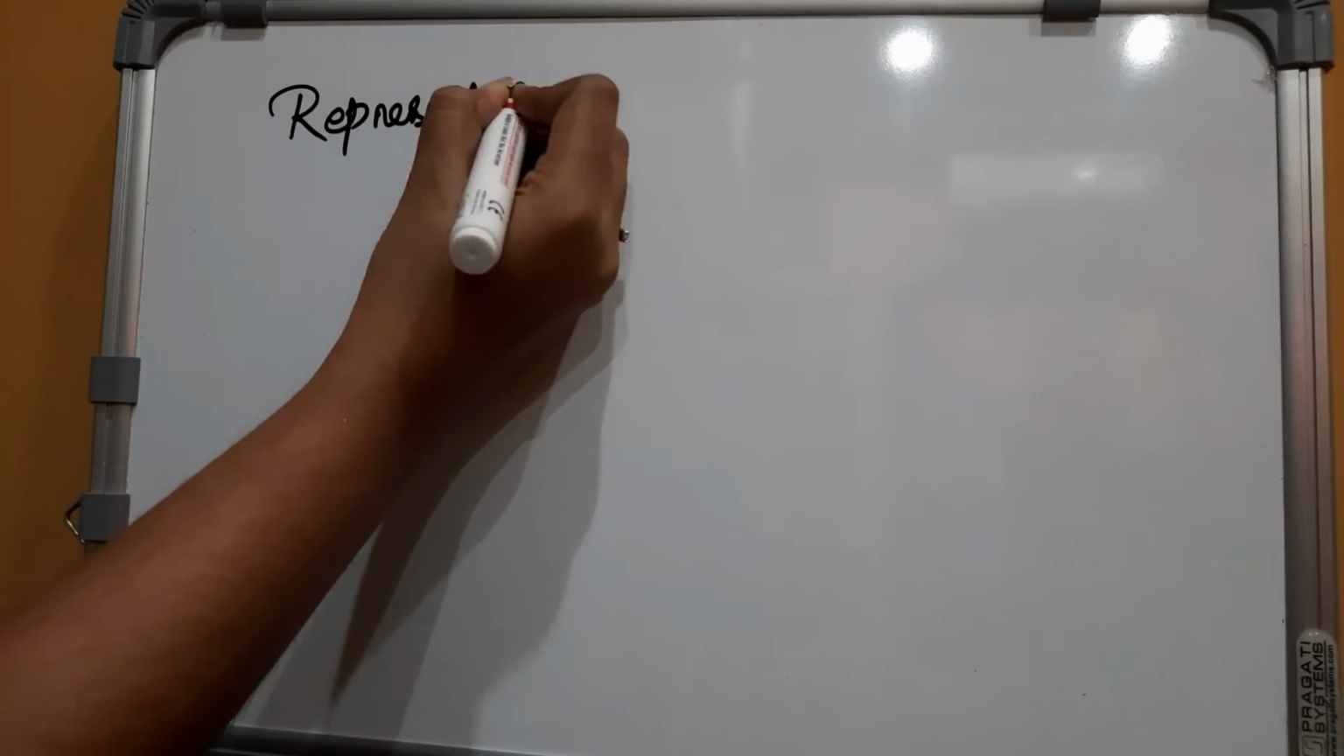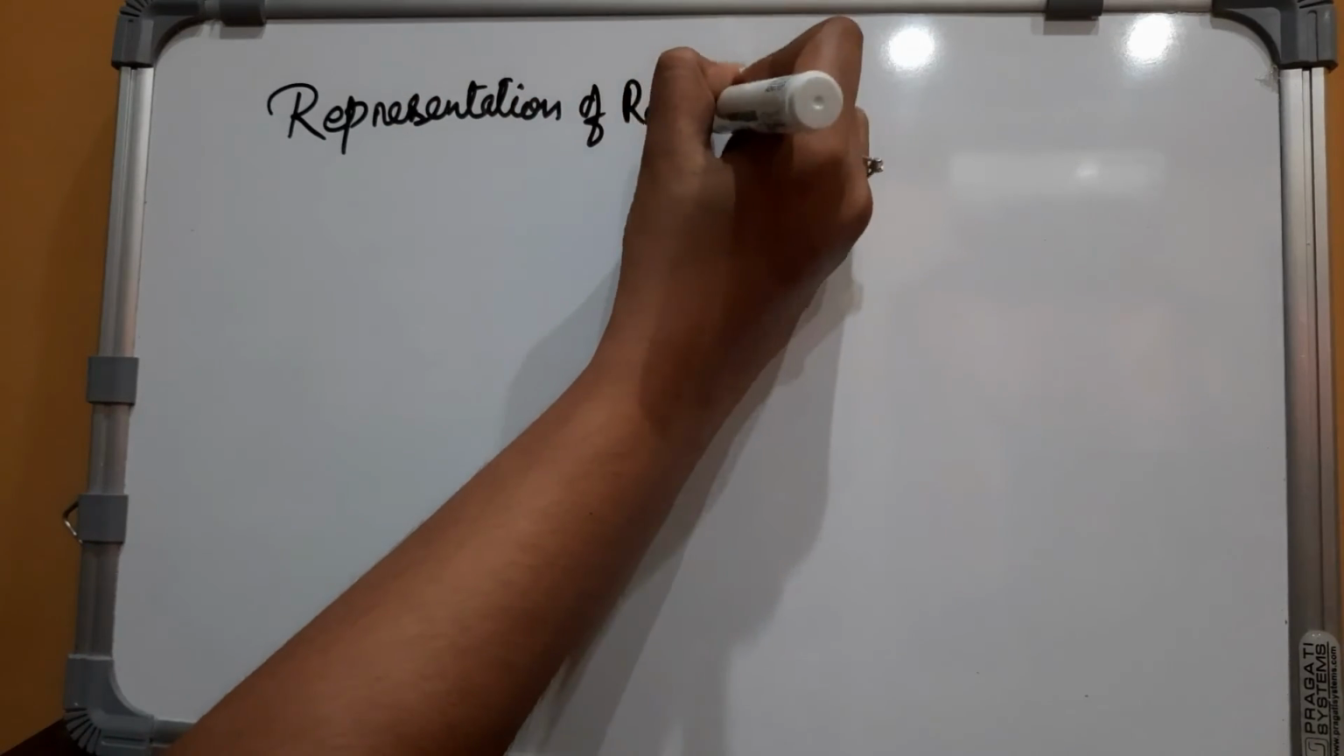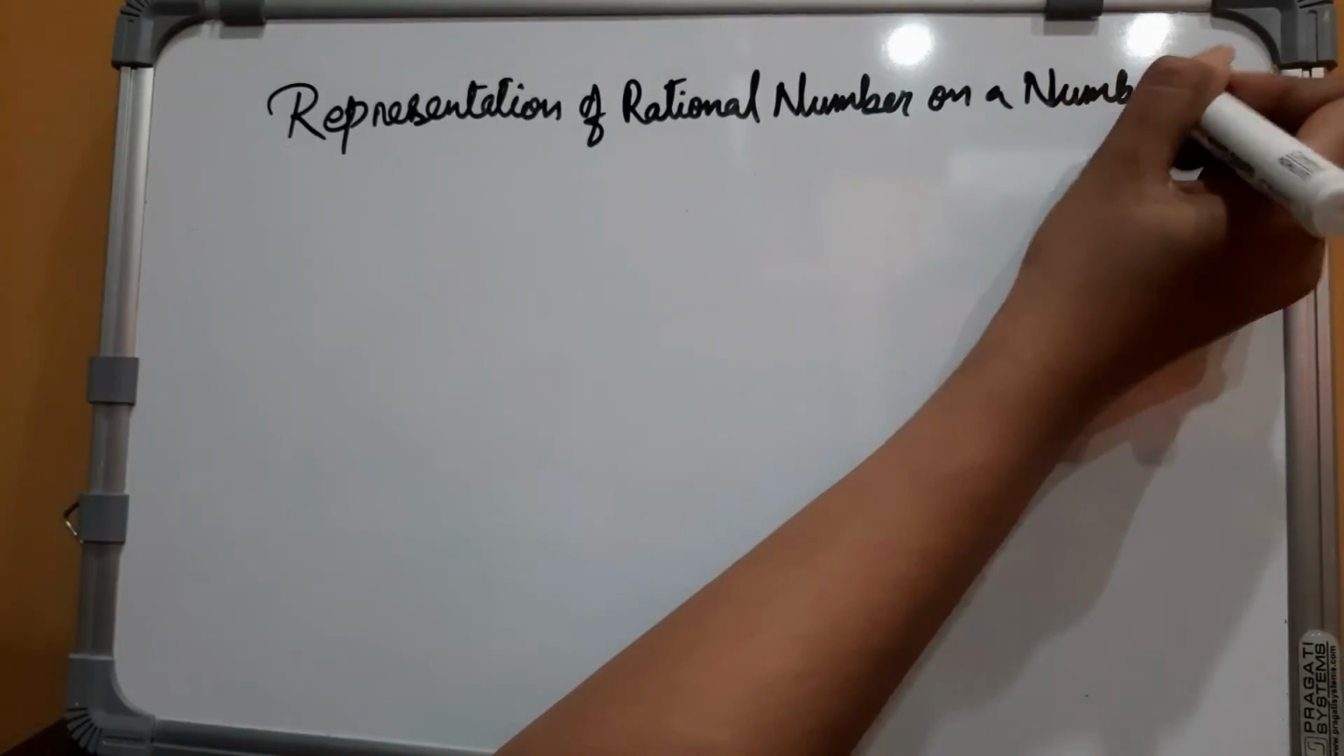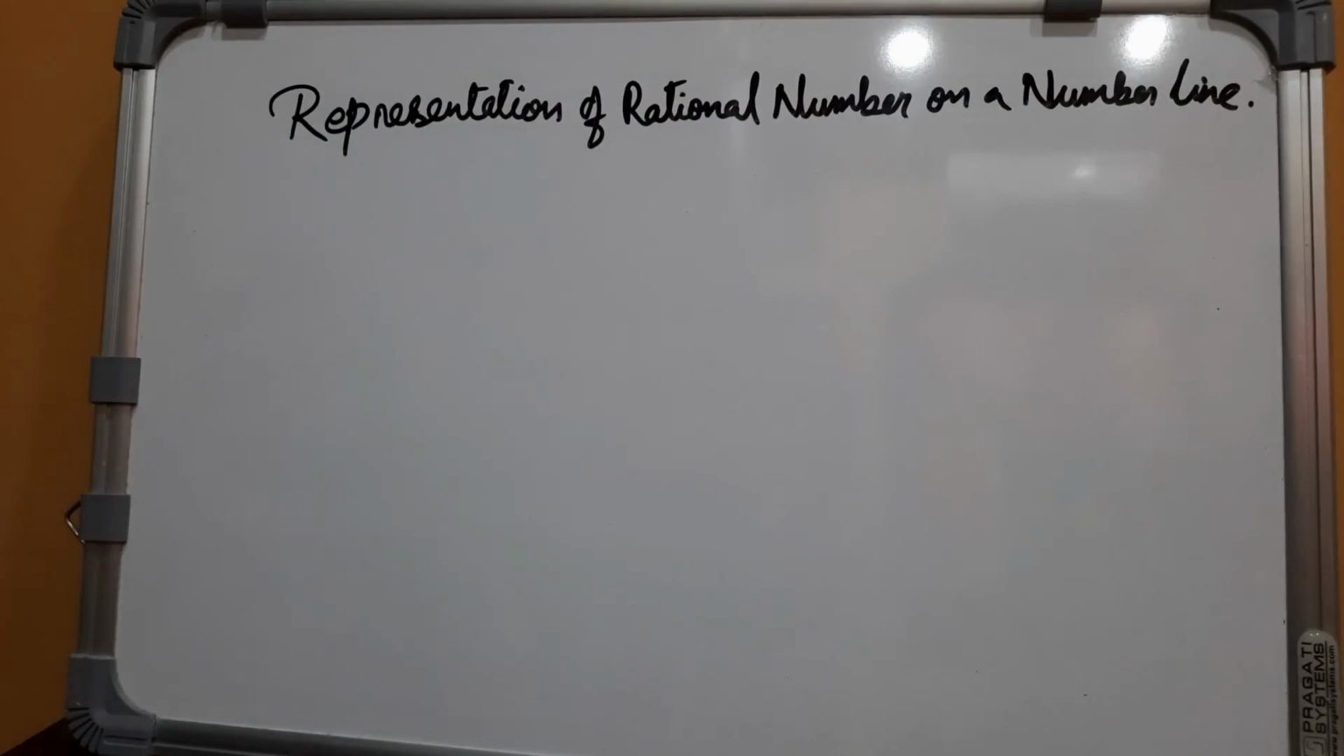Now next is representation of rational numbers on a number line. So these have certain rules, so we will just check it out.